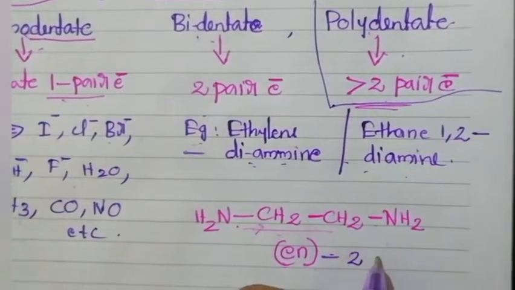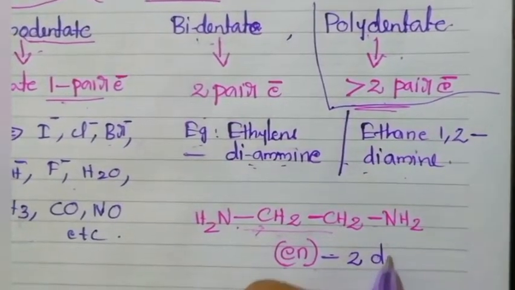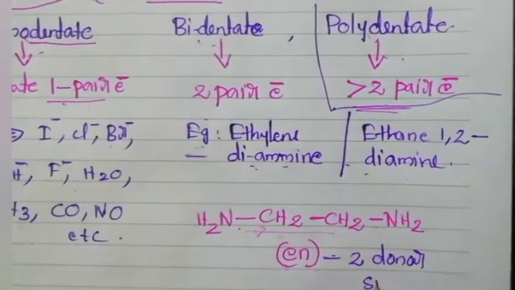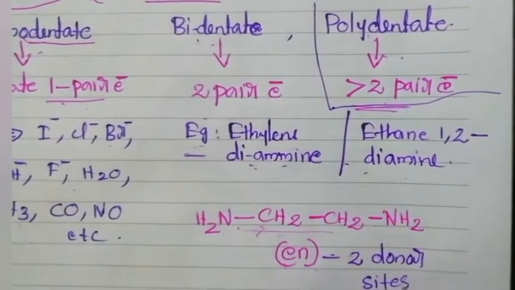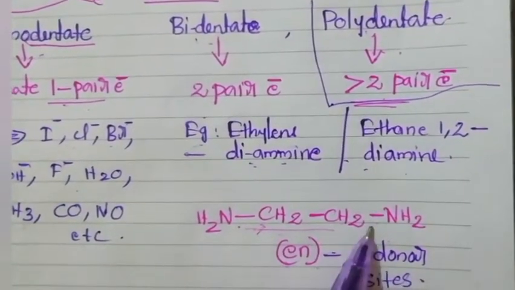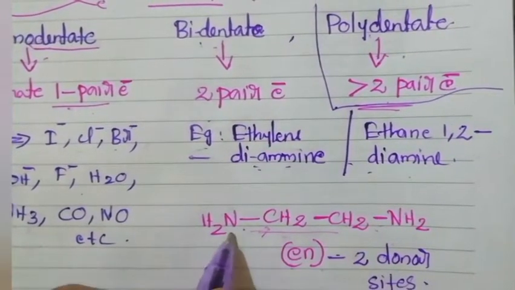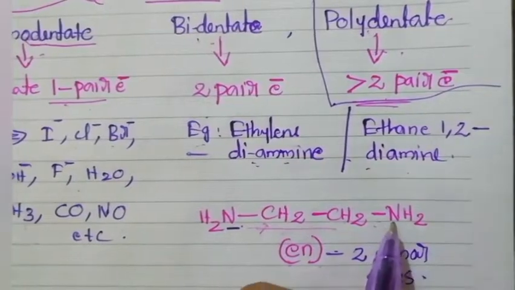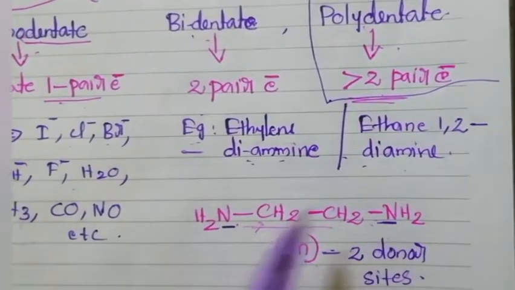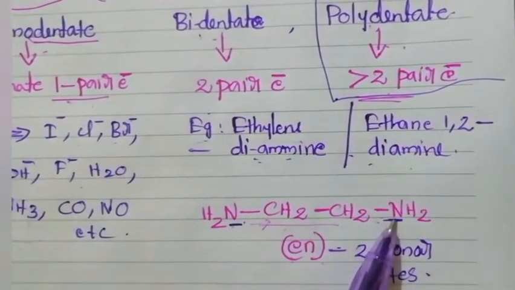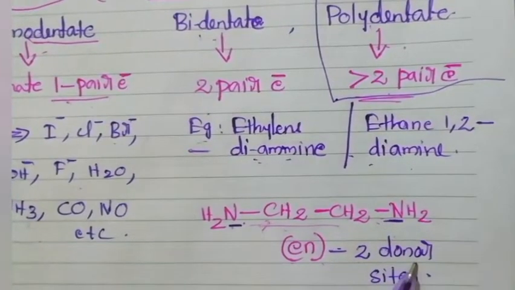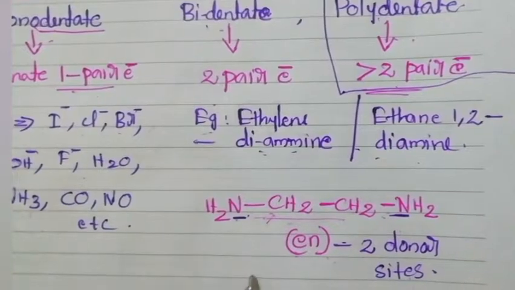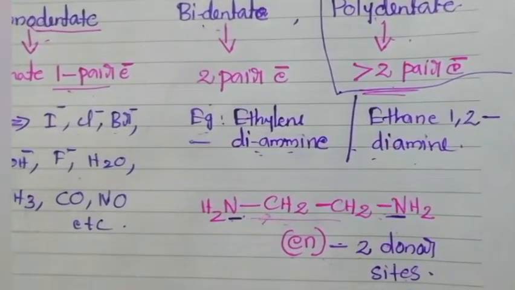Since this is a bidentate ligand, it must contain two donor sites, or it should donate two pairs of electrons. From this structure, let's see what those two donor sites are. This nitrogen contains a lone pair that will donate to the central metal, and this nitrogen too. So the two nitrogen atoms present in ethylene diamine act as the donor sites. And remember the symbol en; normally in coordination compounds we will use this en.